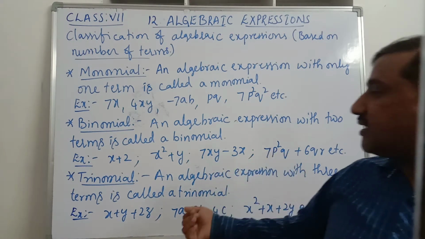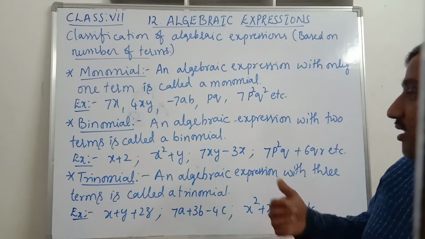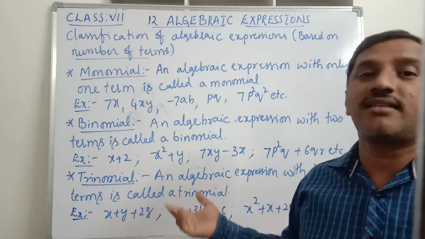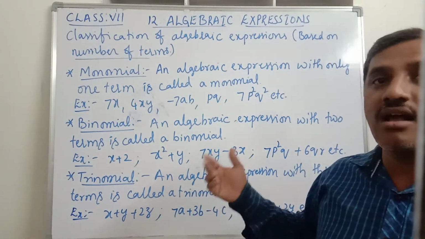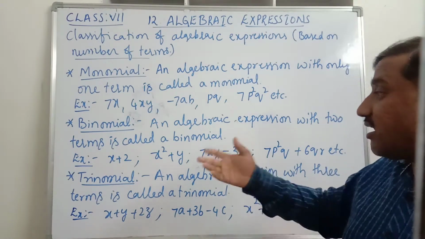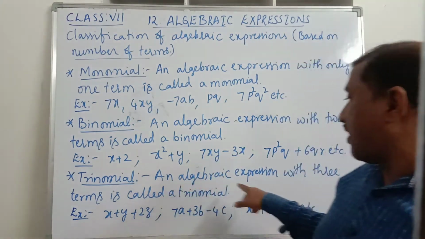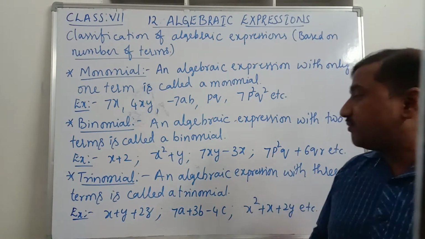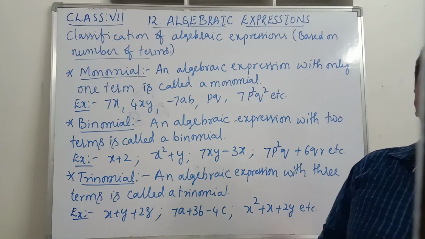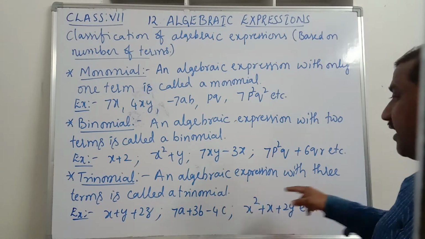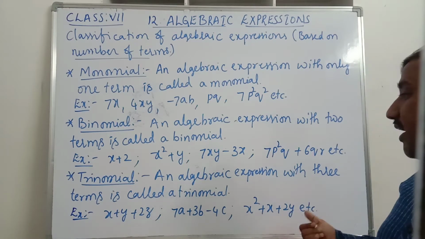Similarly, the third classification is the trinomial. Tri means three. Triangle means having three sides, you studied. Tri means three. So an algebraic expression with three terms is called a trinomial.